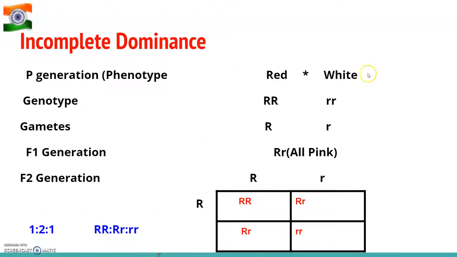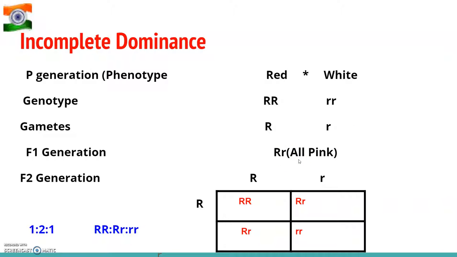Now, incomplete dominance, this is the cross that he has studied. Parent generation phenotype: here red and white flowers he has taken. The genotype is taken as capital R and small r, these are the alleles of the same type of gene that he has taken. Then the gametes which are produced are represented here, and in the F1 generation he found that all were pink.